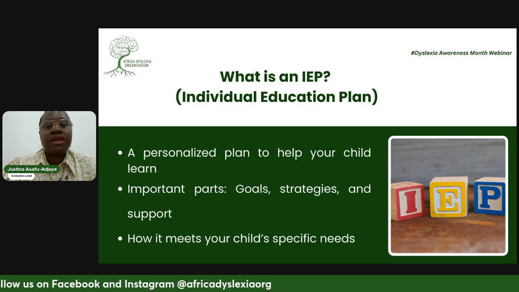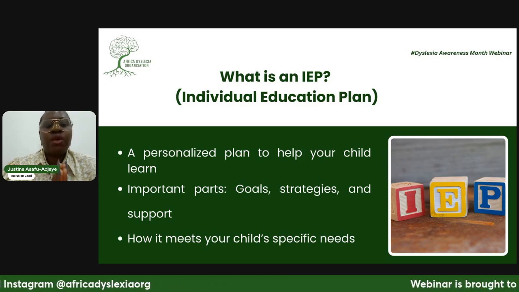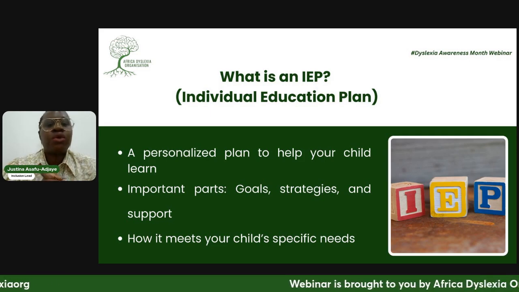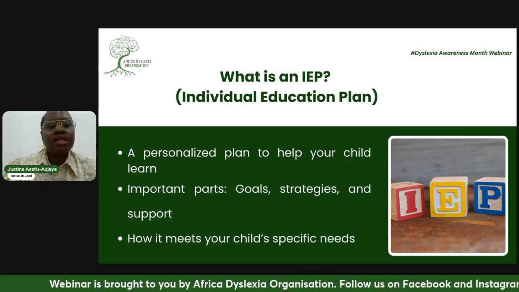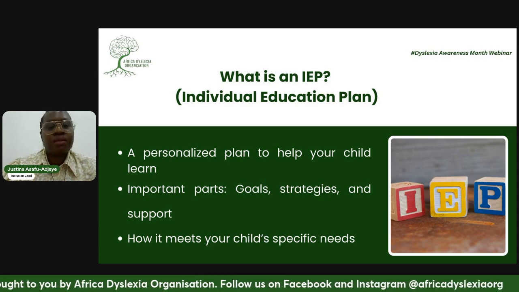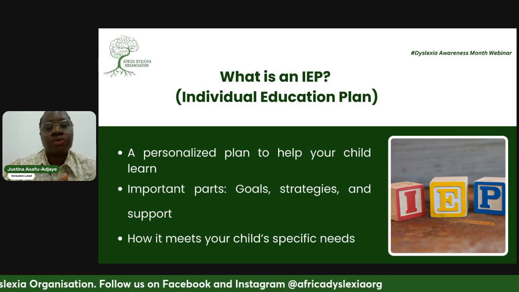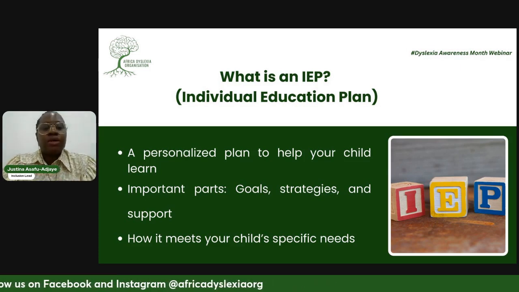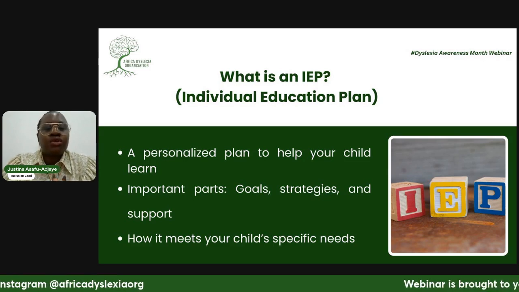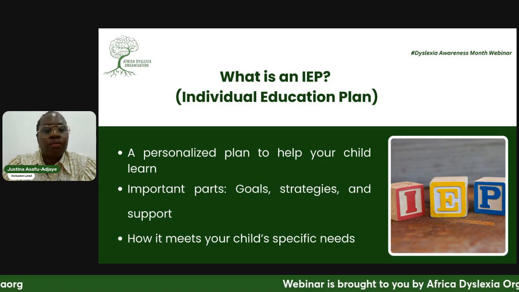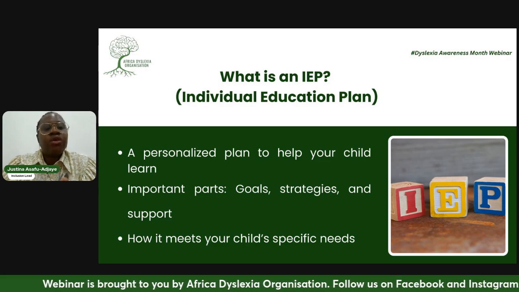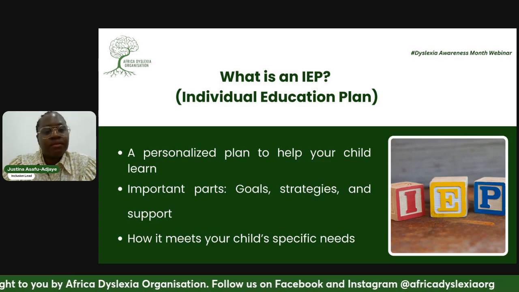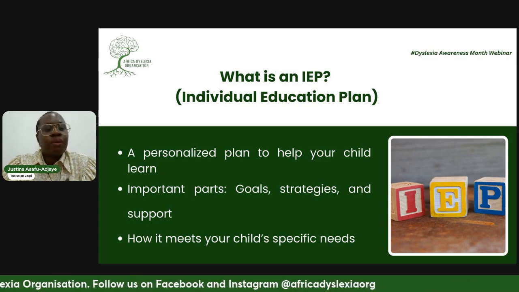An individual education plan is made up of three very key components. What are the goals? The goals are related to where your child is struggling, where they need to develop, where they need to strengthen. So a goal will be set in accordance with that. Once that goal is set, what's the teacher going to do to help your child achieve that goal? What strategies is the teacher going to employ to ensure that your child can meet the goal that's been set? And what support is going to be available? Who is going to do what and when?